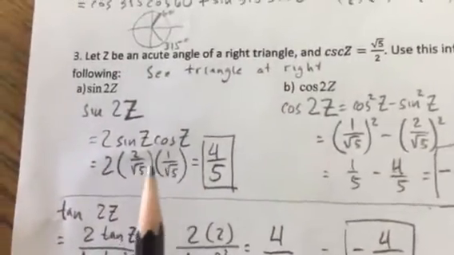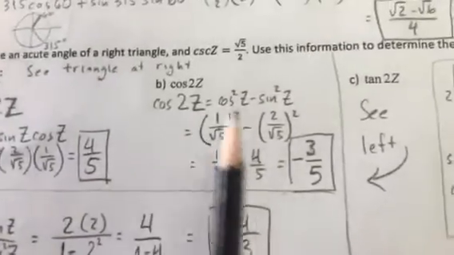And so then I'm just using that in all these different double angle formulas. For sine, I get 4/5. For cosine, I get negative 3/5. And for tangent, I get negative 4/3.